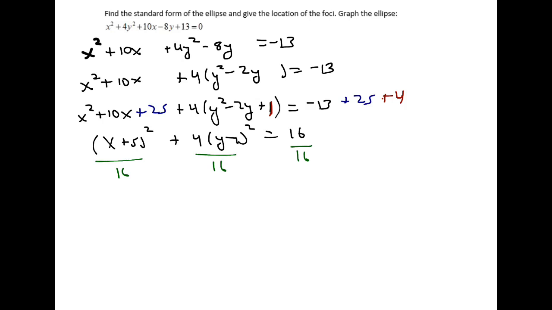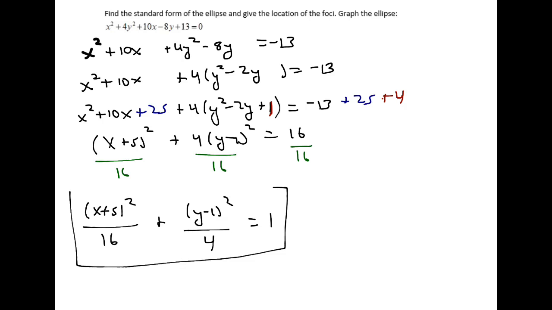Okay? So what does this mean? What is our final equation here? It's x plus 5 squared divided by 16 plus, now you notice in this case, the 4 will cancel out with the 16, so we get y minus 1 squared over 4 is equal to 1. And there we go. So we have successfully completed the square, and we've got the standard form of this equation.